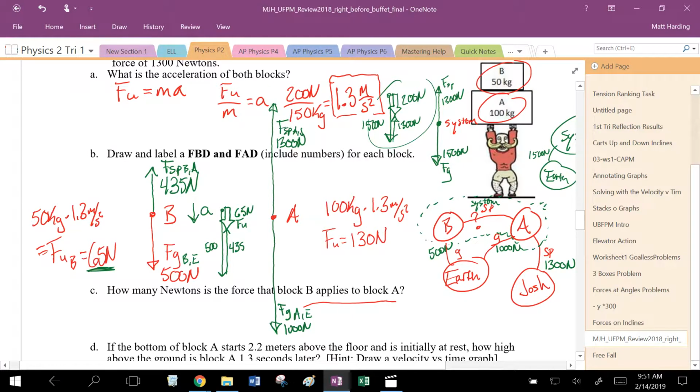Now that makes it look like there's 300 newtons of unbalanced force on box A. But I already established that the FU should be 130. So there must be something else acting here. So this is where I need the deep thinking, because there are like 2 or 3 essential understandings going on right now. What else is acting? How much is it? Why should that make sense? That's what I need you to run by your neighbor.